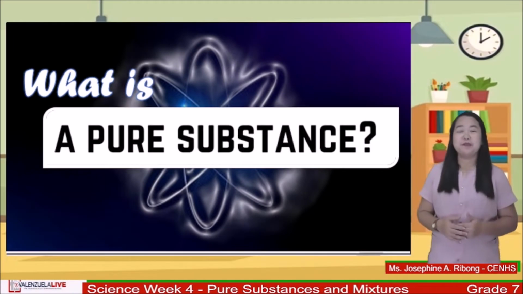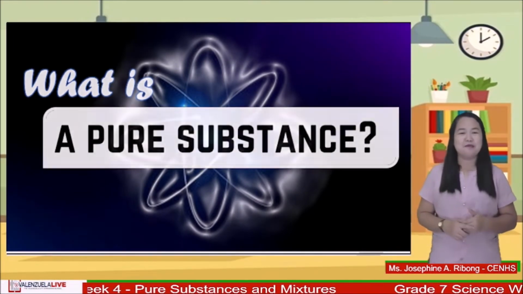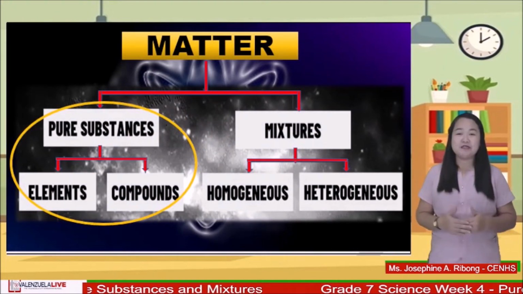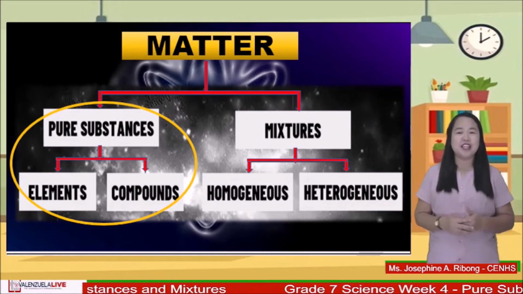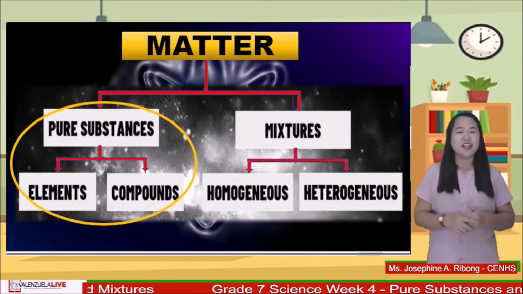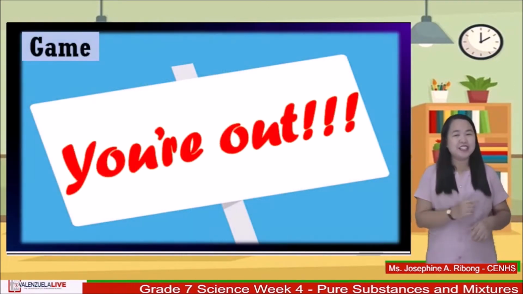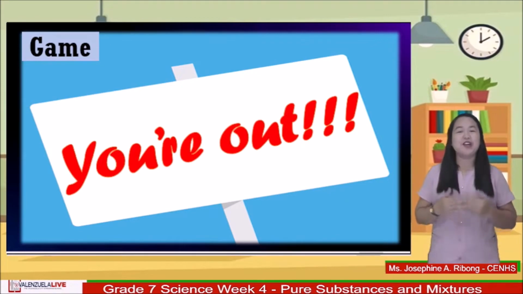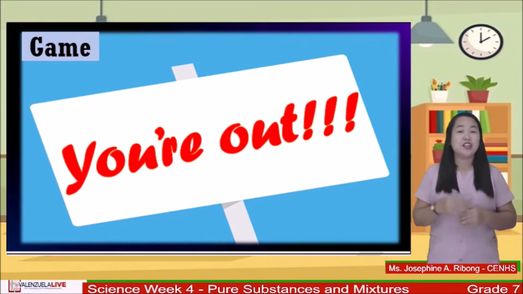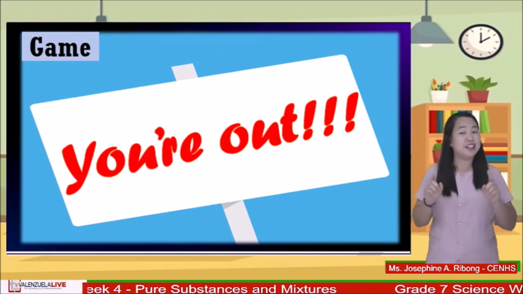Before we determine pure substances from mixtures, let's look at this diagram. As you can see, pure substances are classified as elements and compounds. To check your prior knowledge about elements and compounds, let's try this simple game, and let's call it Odd One Out. In this game, you will simply choose which of the given samples does not belong to the group. You will only be given 10 seconds, and don't forget to type your answer in the comment section.